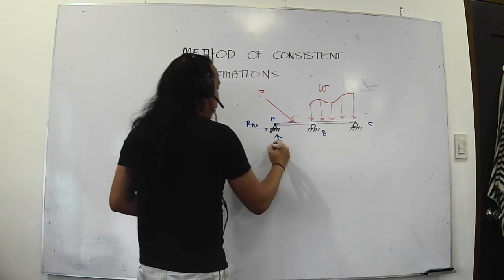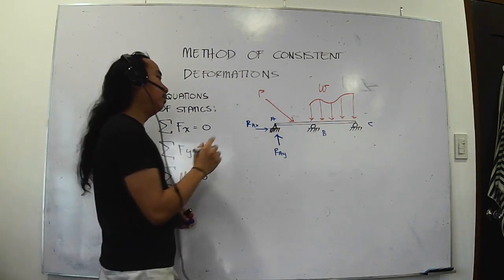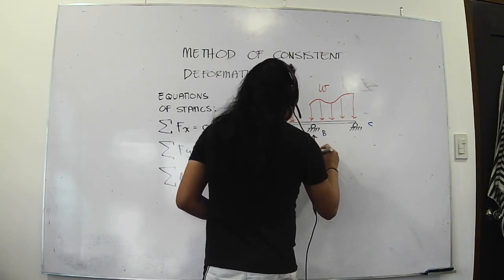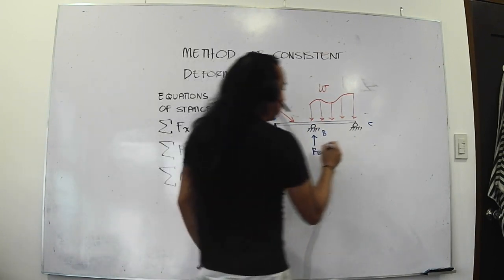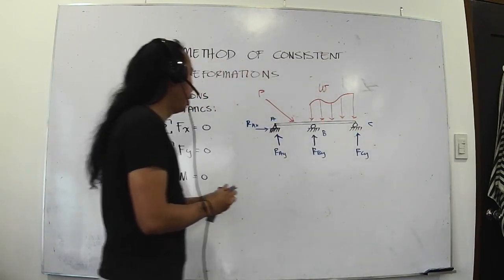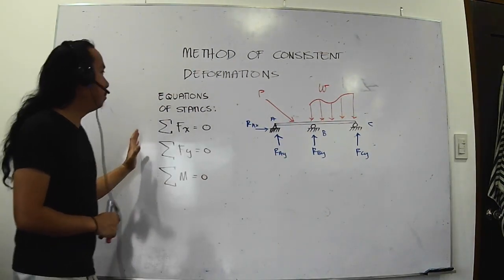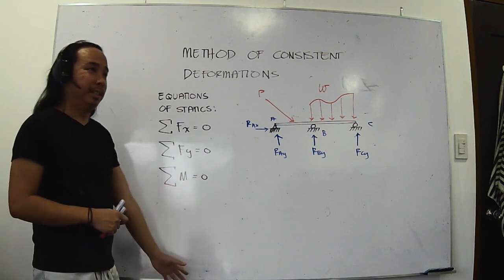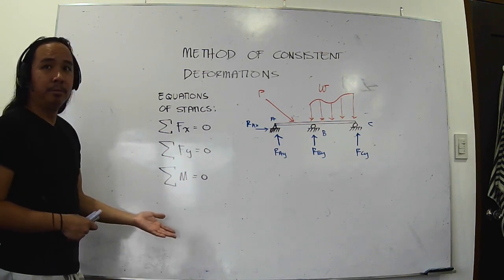We have RAX and RAY for the pin connection. Now, for the rollers, there is only one reaction, RBY. And the other roller also has one reaction, RCY. So we have 1, 2, 3, 4 unknowns versus the 3 equilibrium equations of statics. Now, you have to ask yourself, can this be solved? It cannot be solved. 3 equations versus 4 unknowns cannot be solved.